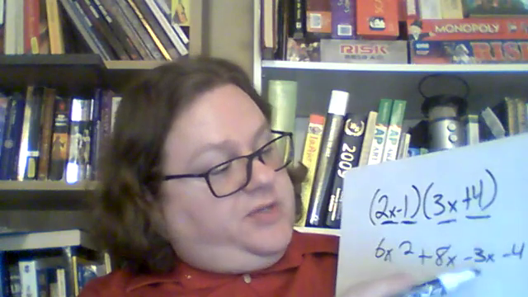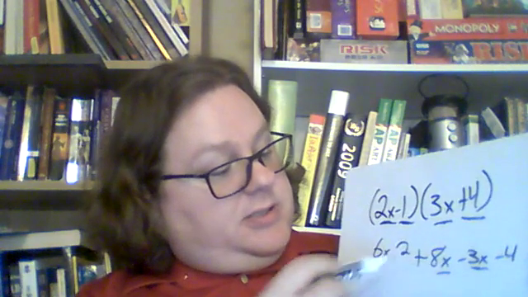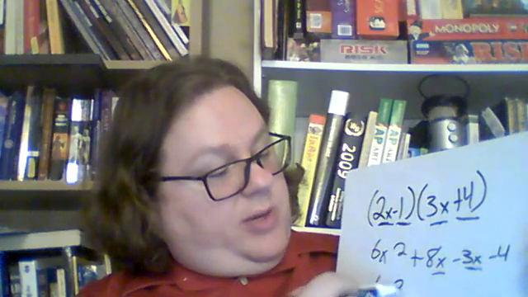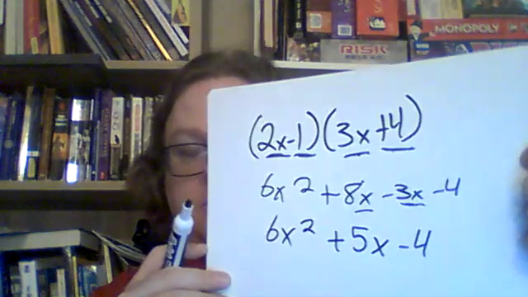Now this term hasn't multiplied anything yet, so it's going to multiply both these terms. Negative 1 times 3x gives me minus 3x. And then negative 1 times 4 gives me minus 4. And then here we have two like terms. We have an x and an x, so they can be added together. So 6x squared plus 8 minus 3 is 5, 5x minus 4. And there you have it.